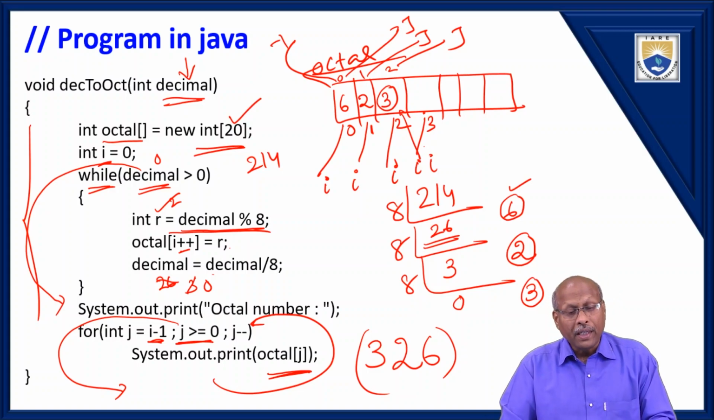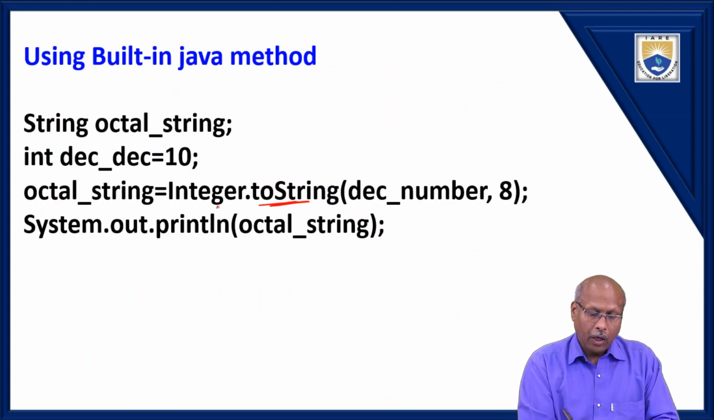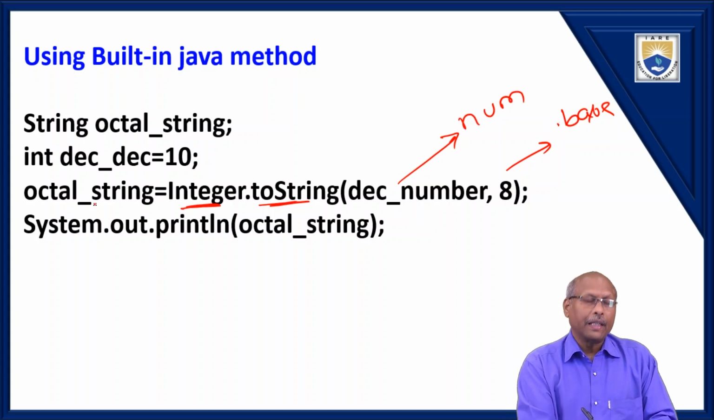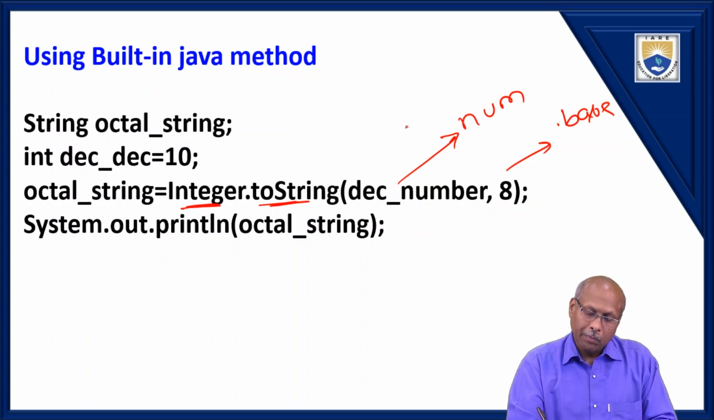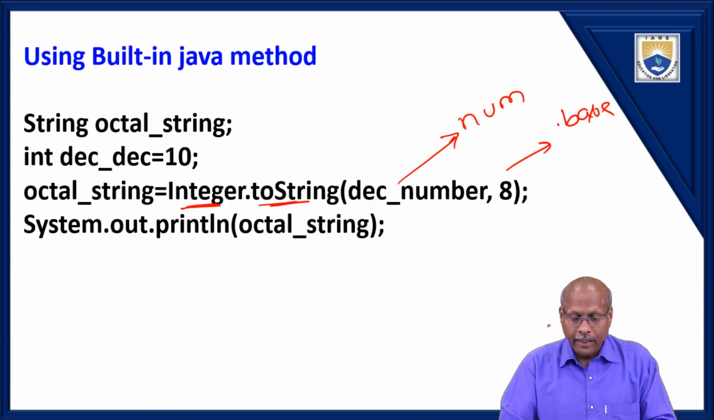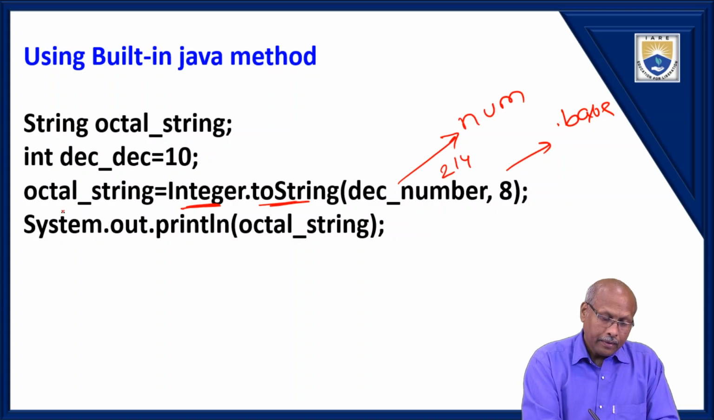Similarly, you can use the built-in approach also. There is a built-in method called toString of the Integer class. In the toString method, you pass your decimal number, and then you give the base. If you give base 8, you are asking to convert the decimal number into octal, and it will give the corresponding octal value. So if the number is 214, you will get 326, and this 326 will be printed.